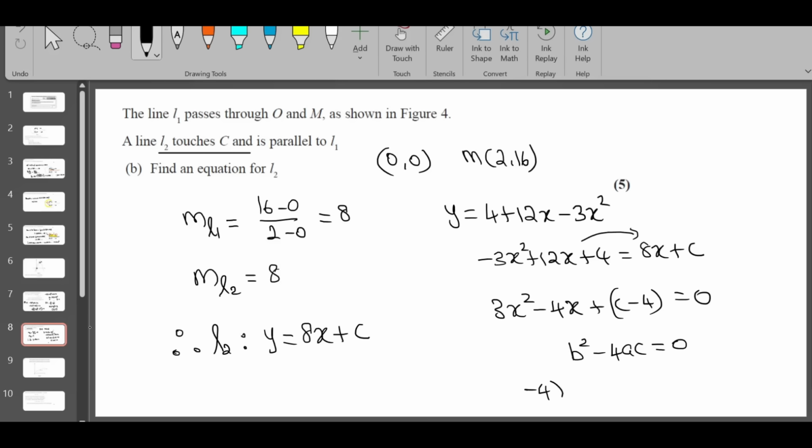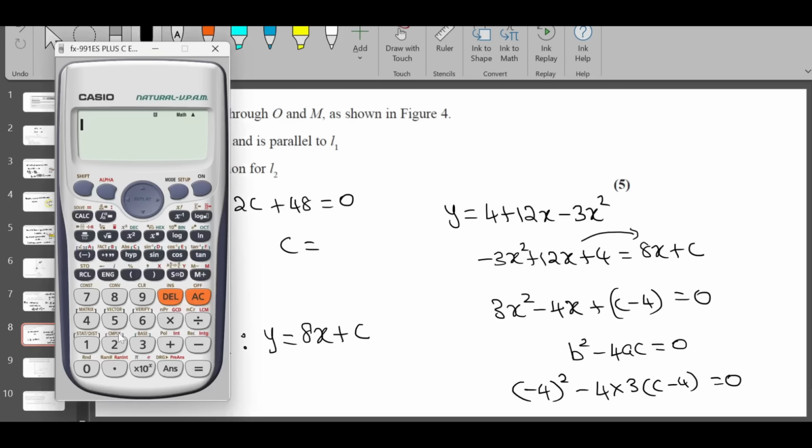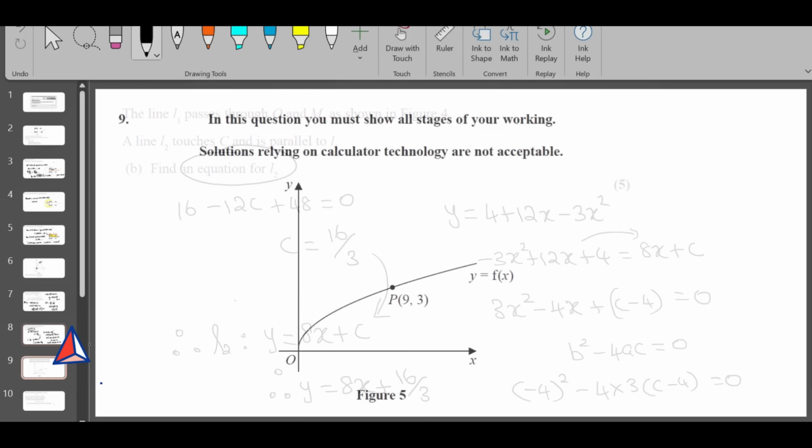So b square minus 4ac, c is c minus 4 is 0. Make c as a subject now. So 16 minus 12c, 12 times 4 is plus 48 is 0. So c is basically 64 over 12, 16 over 3. They want the equation of L2, sub in here. Therefore, y is equal to 8x plus 16 over 3 is the equation. That's all. Question number 9 now.